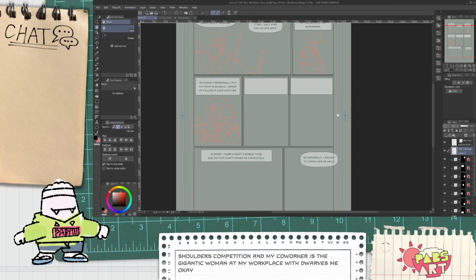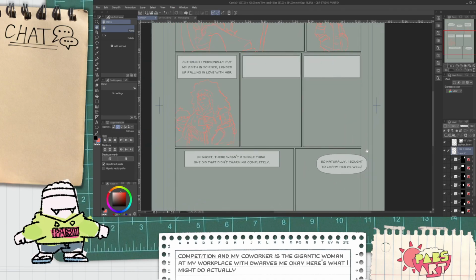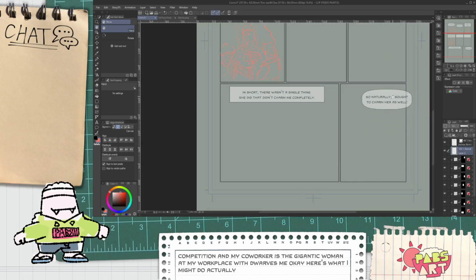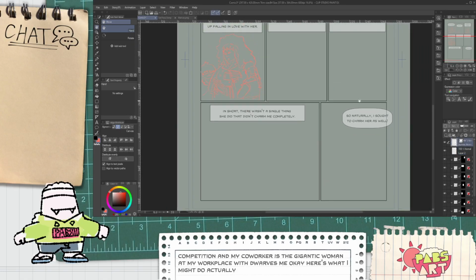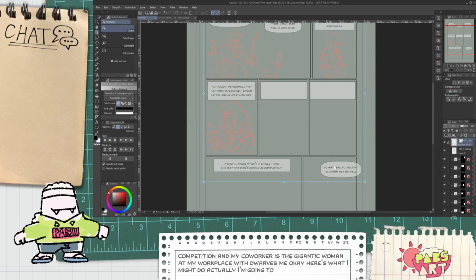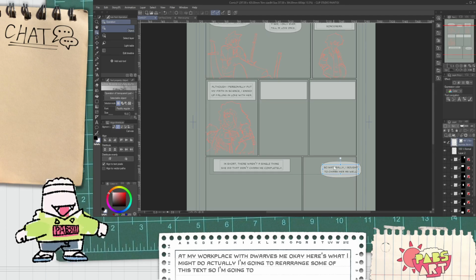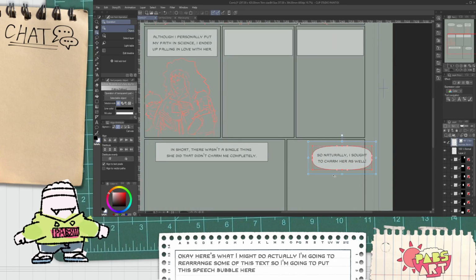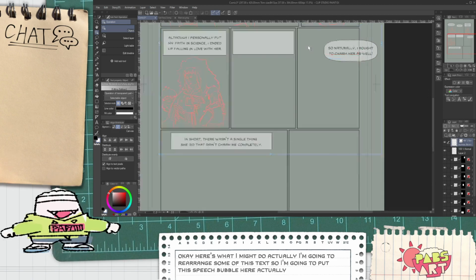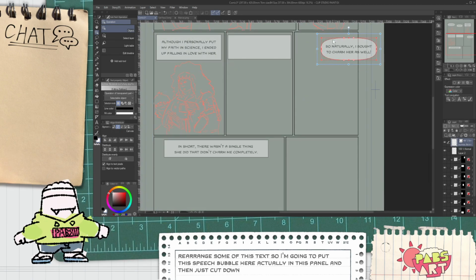Okay, here's what I might do, actually. I'm going to rearrange some of this text. So I'm going to put this speech bubble here, actually in this panel, and then just cut down on the dialogue.